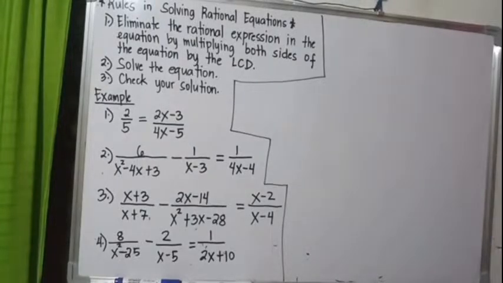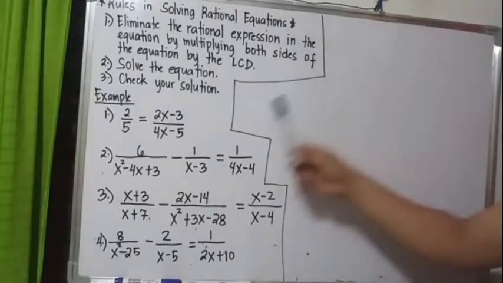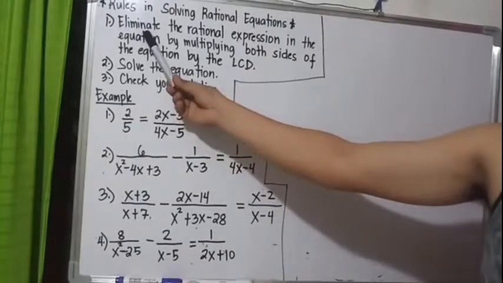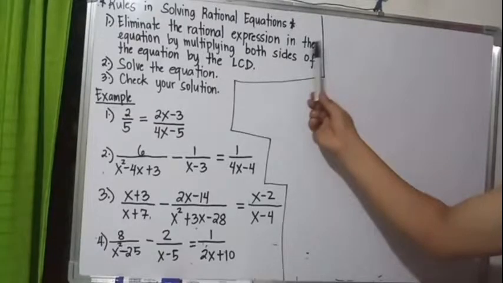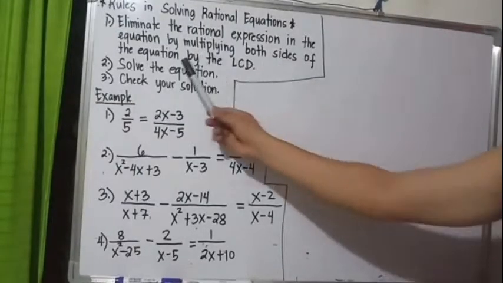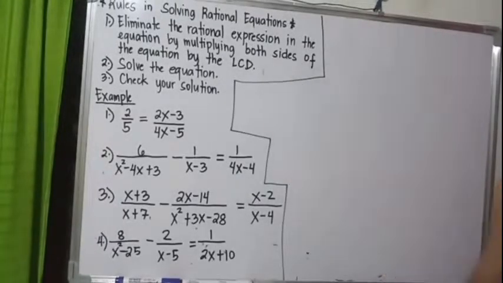Welcome to mathematics tutorial. So today we will discuss how to solve for rational equations. So there are rules in solving rational equations. Number 1, you have to eliminate the rational expression in the equation by multiplying both sides of the equation by the LCD. LCD is least common denominator.